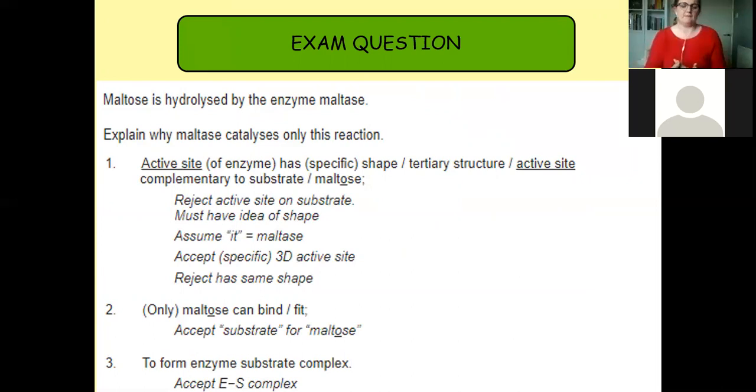Our active site of our enzyme has a specific shape. You can say it's got a specific tertiary structure. You can also say the active site is complementary to a substrate, or maltose. The active site has a specific shape. Active site is underlined because you must include the words active site if we're talking about its specific shape. It's the active site of the enzyme, which is really important as well. So you need to make it clear that the enzyme has a specific active site shape, not the substrate, which can happen or can be quite unclear in questions.